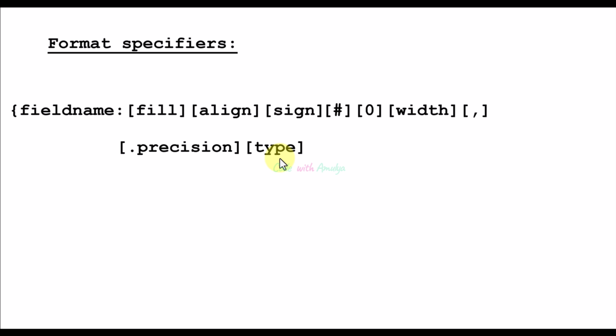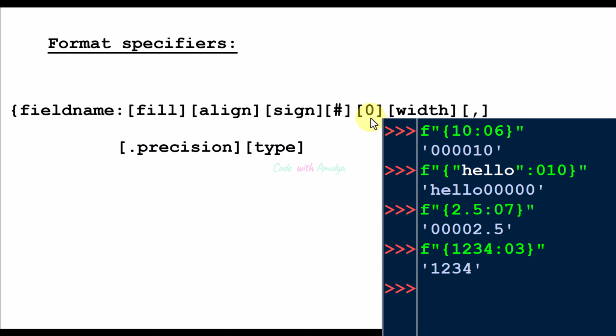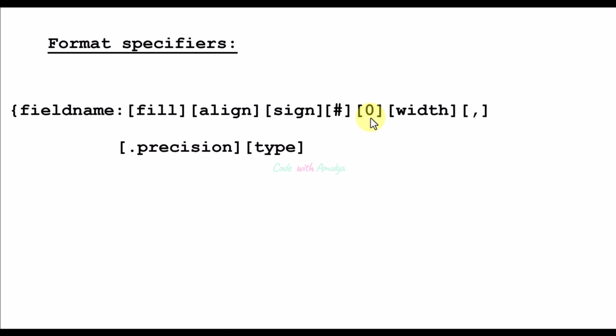Then we have zero padding field. The zero flag tells Python to pad the value with zeros instead of spaces when the output is shorter than the specified width. It works only if width is specified. It automatically sets fill as 0 and alignment as equals to unless you explicitly override them. So here you can see few examples. This 0 flag pads the value with 0 when we have width which is greater than the length of the number or the string.